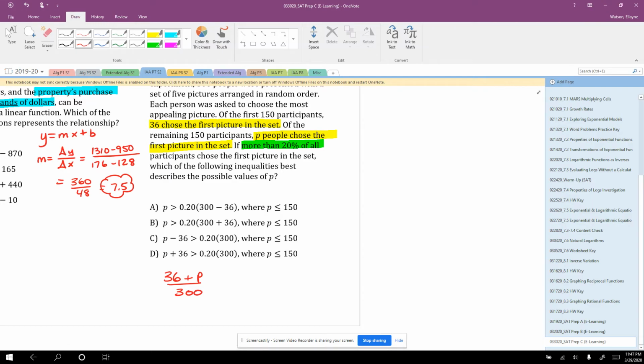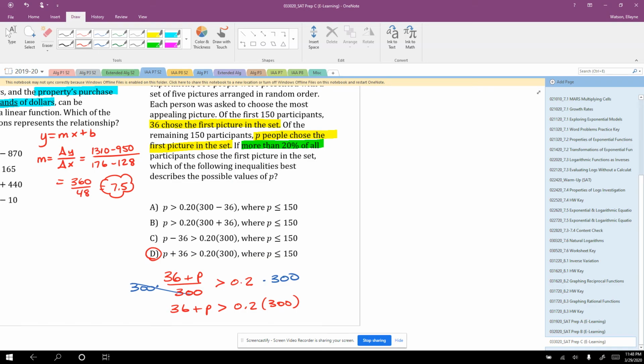And then we know that that number, it says if more than 20% of all participants, so that number is greater than 20%. So what we do here is we just move the 300 over. So multiply both sides by 300. And we get 36 plus P is greater than 0.2 times 300, which is one of our options, which is D. Right? And these all the options, all say where P is less than or equal to 150, so we can't really do anything with that.